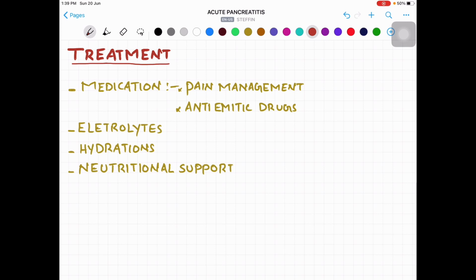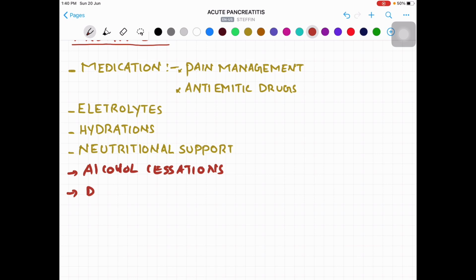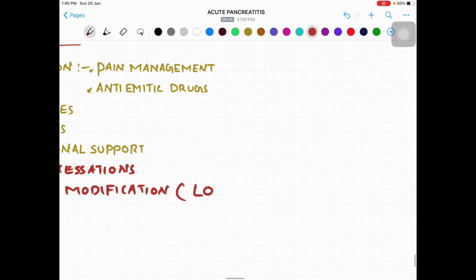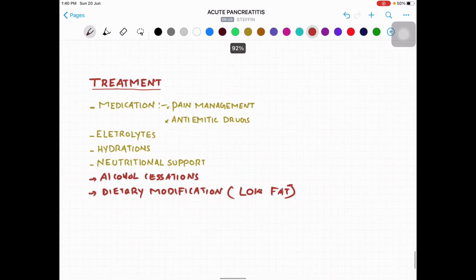Medications like pain management and also anti-emetic drugs if the patient is having vomiting, and also electrolytes, hydration and nutritional support, and other interventions like alcohol cessation and also dietary modification, like low fat food. So that's about the treatment.